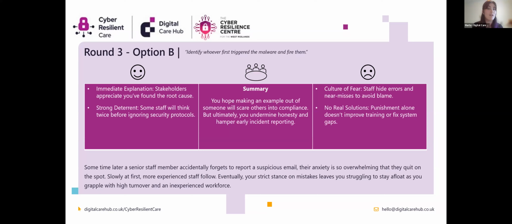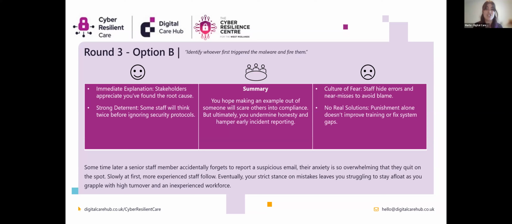Immediate explanation. You will have an explanation and a resolution for stakeholders, and they will probably appreciate that you found the root cause. Strong deterrent. Some staff will think twice before ignoring security protocols or doing something they're not sure of. But of course, in this specific situation, sometime later a senior staff member accidentally forgets to report a suspicious email because, again, we're human, we make mistakes.